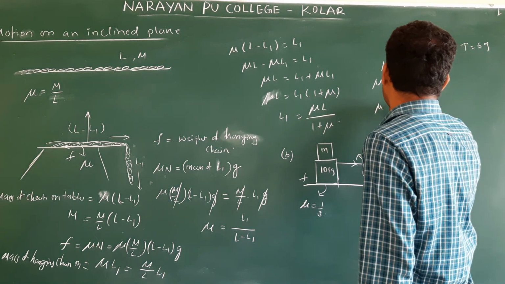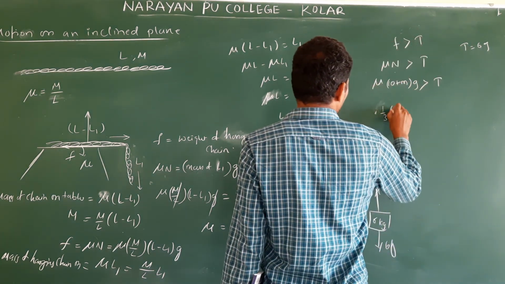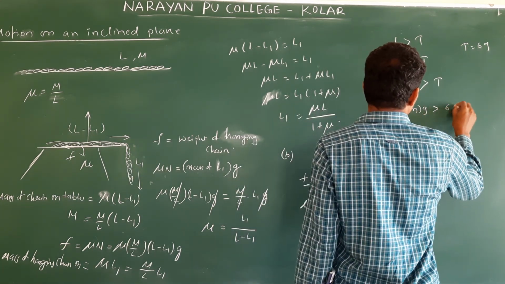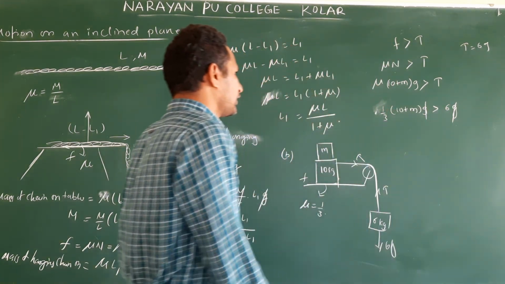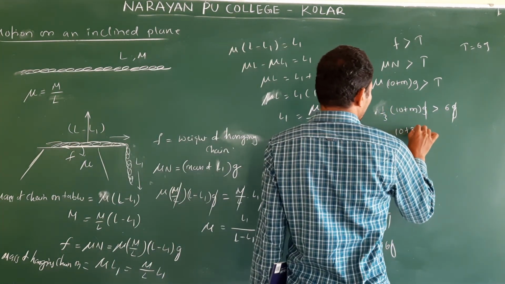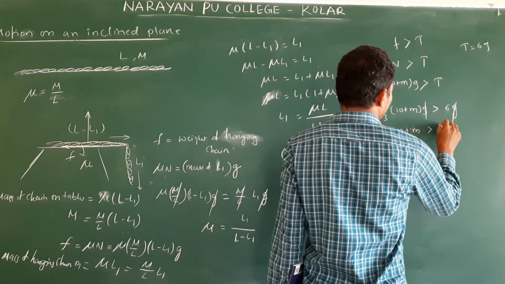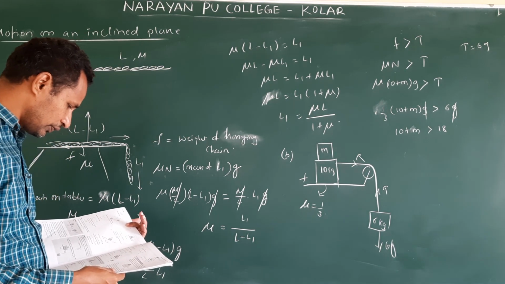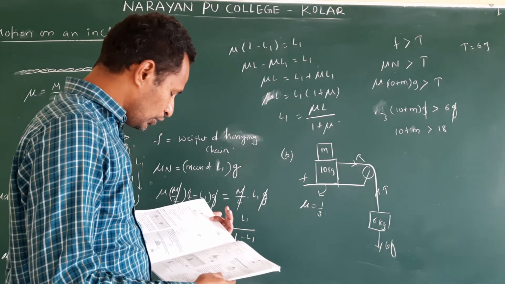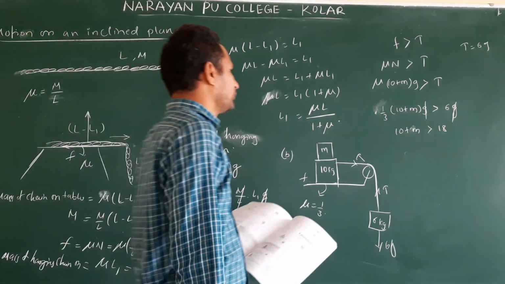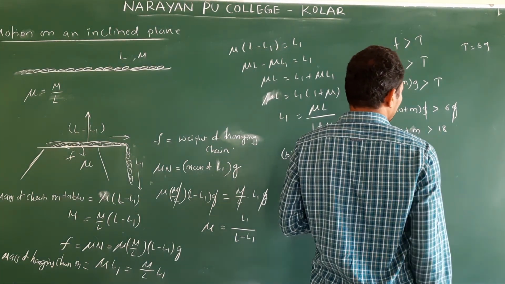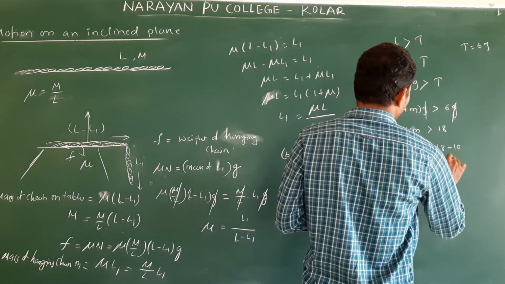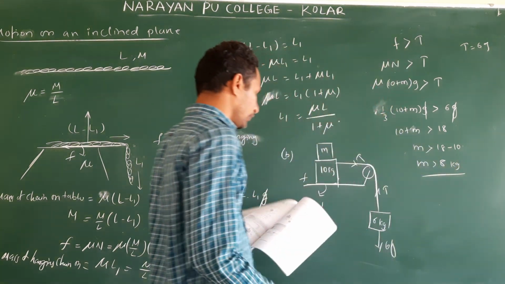Mu is already given, that is 1 by 3. So 1/3 into (10 plus M) into g is greater than 6g. g cancels, so 10 plus M is greater than or equal to 18. Clear? Am I correct or not? Yes. Okay, then we can find M. M is greater than or equal to 18 minus 10, so M is greater than or equal to 8 kg.